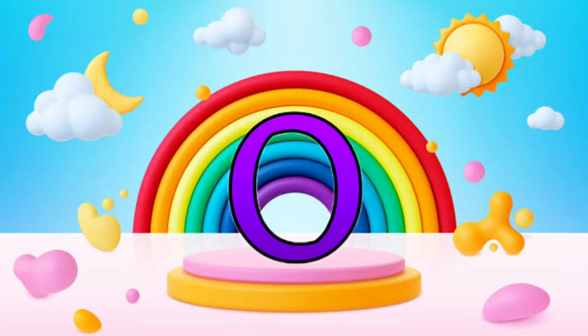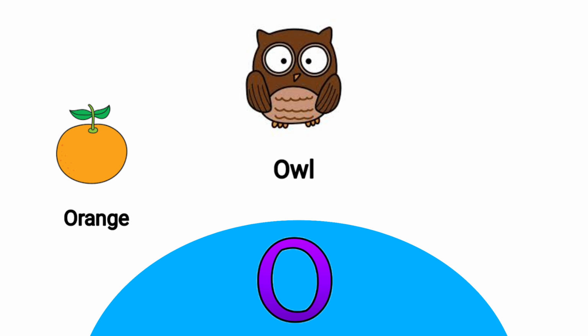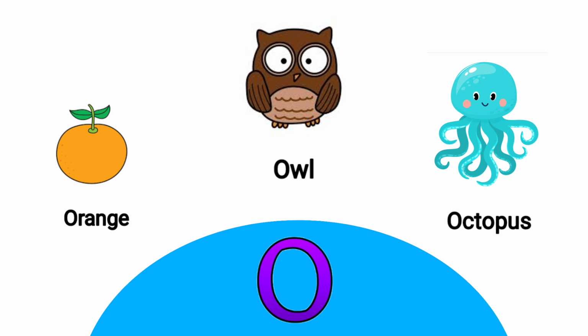O. O is for orange. O is for owl. O is for octopus.